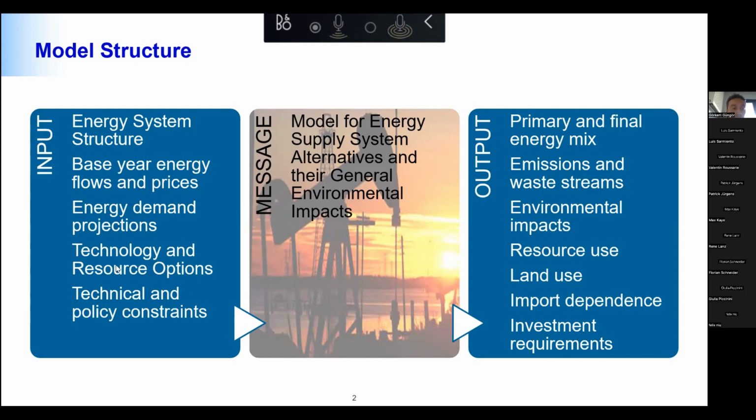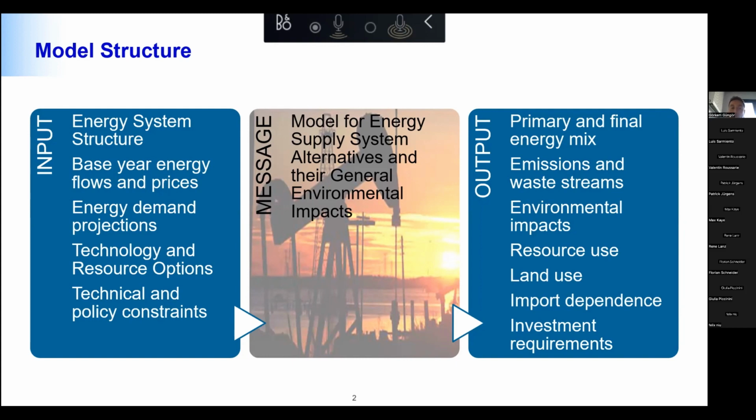And we have technology and resource options. The technology options, we can include both the existing technologies and the future technologies, which we can expect will penetrate globally, regionally, or nationally to energy systems. And we have technical and policy constraints.